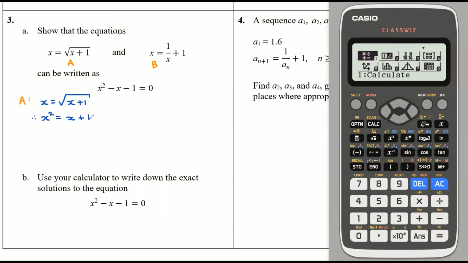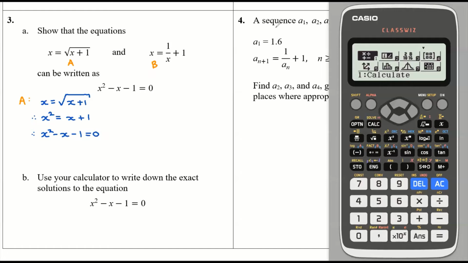Okay, now we need to create a 0 on the right-hand side of the equation, and we can do that by subtracting x and subtracting 1 from both sides. So we have x squared subtract x subtract 1 is equal to 0. Okay, so that doesn't seem too bad.